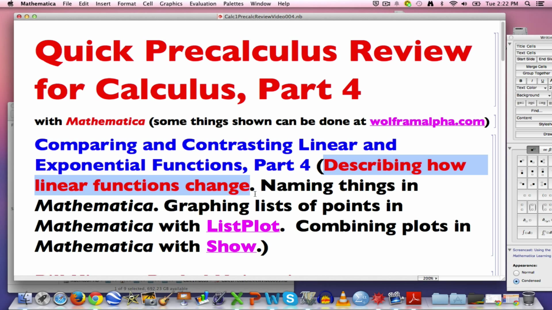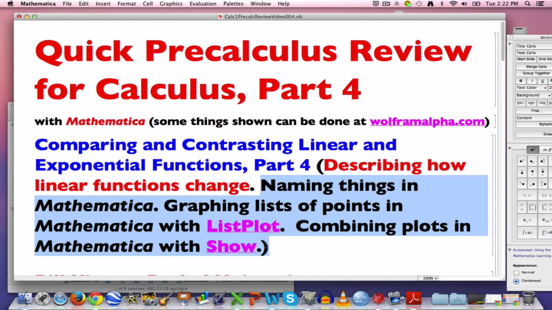I'm doing everything in the program called Mathematica, and I've got some things I'm going to do with Mathematica in this video as well. We're going to talk about naming things in Mathematica, giving both lists of points and graphs names, storing them in a variable. We will talk about graphing lists of points in Mathematica with ListPlot, and we will also talk about combining different plots in Mathematica with another command called Show.